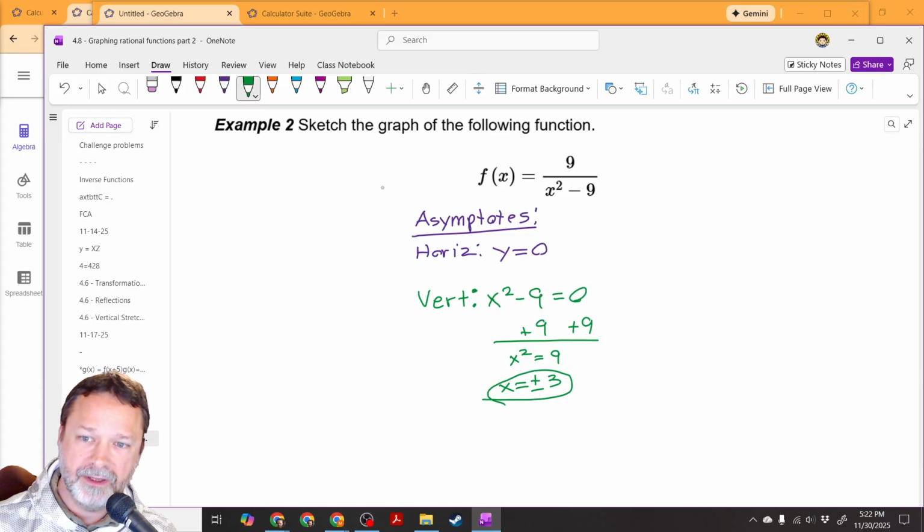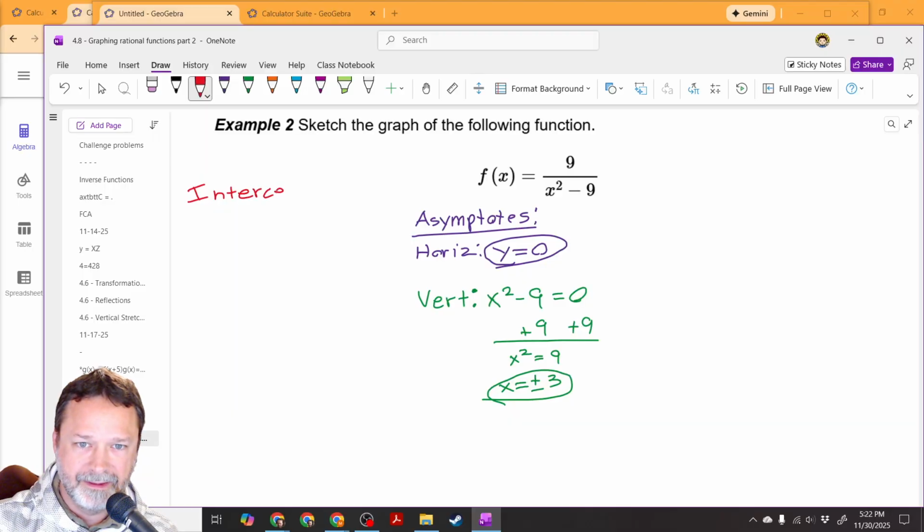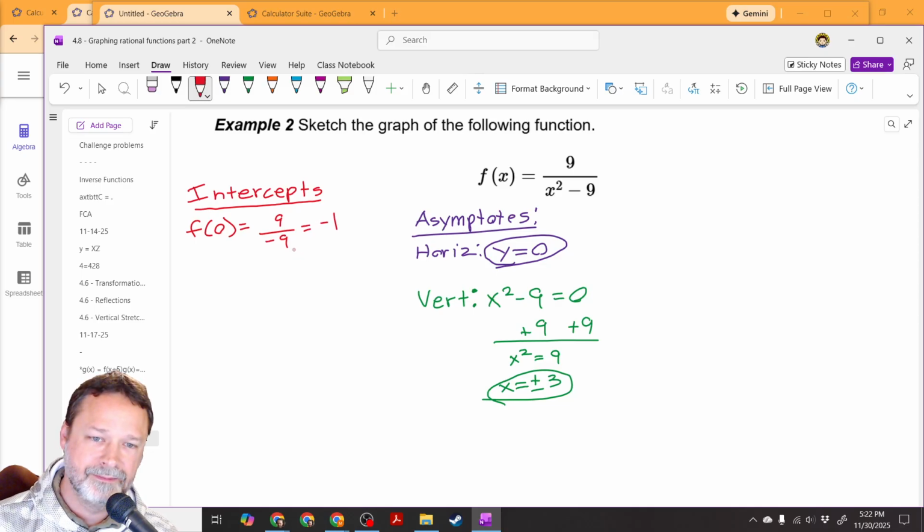There's a vertical asymptote. Here's our horizontal asymptote. Intercepts, let's find those and hopefully not make a huge mistake again. How embarrassing. Mr. Powers cannot do intercepts. Anyway, intercepts. First off, f of 0. So let x equal 0. What does y equal? Well, we get 9 over negative 9, which is negative 1. So 0 comma negative 1 is an intercept. If x is 0, that's our y-intercept.